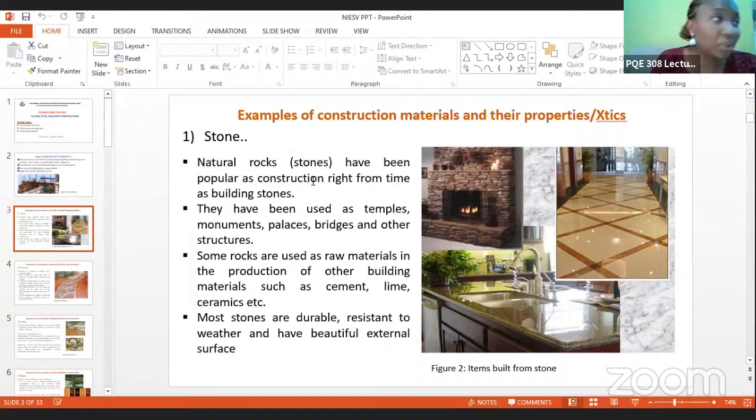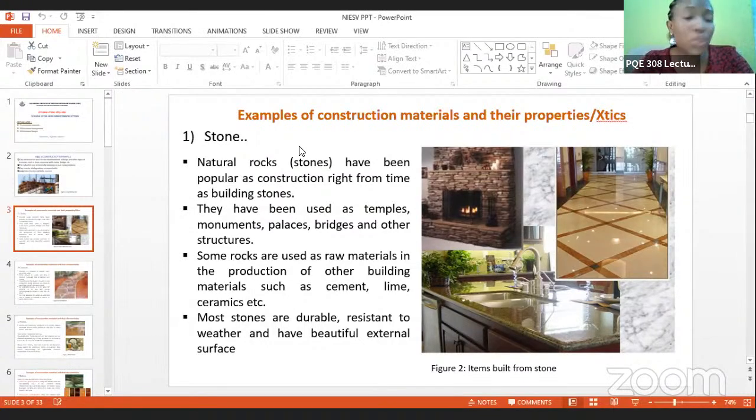Because in exam or for any other purpose, it might be construction materials and their properties, or construction materials and their characteristics. So, stone, or let me say naturally occurring rocks. When rocks are broken, they can be broken down to stones. These are the pictures I have here in figure 2. You can see different items that have been built from stone.